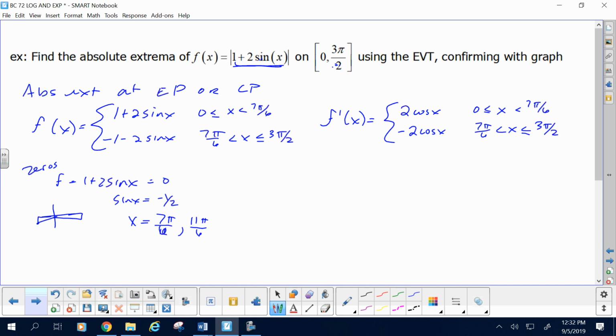All right, and so where are our critical numbers? Critical numbers are where the derivative is 0 or undefined. So what about that? The derivative is 0 at x equals, where is this guy 0?